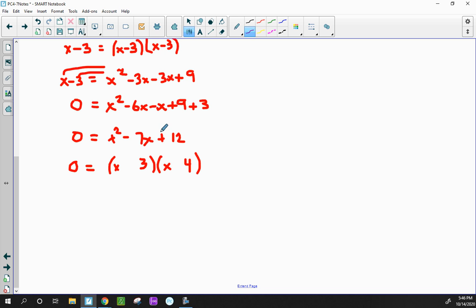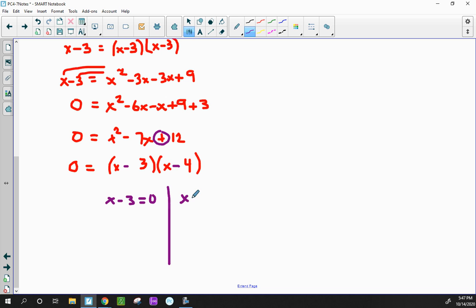Remember from last year that when the sign of the last term is positive, that means the signs in your answer will be the same. So they're either going to be 2 plus or 2 minus, and how you know is by looking at the middle sign. If it's negative, you write down 2 negatives. And so now we're left with x minus 3 is equal to 0.